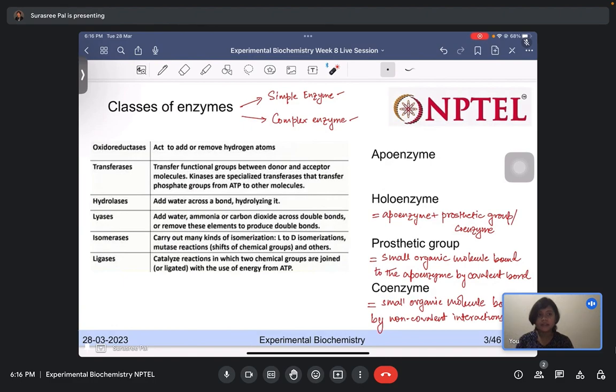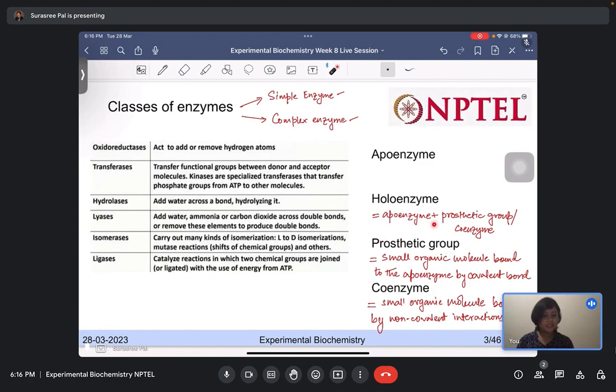And remember that this holoenzyme is actually the functional enzyme. There are some enzymes which cannot function without their cofactors or prosthetic group or coenzyme. So that part is called the apoenzyme, but the holoenzyme is a functional enzyme which is associated with a prosthetic group or coenzyme. Now what is a prosthetic group?